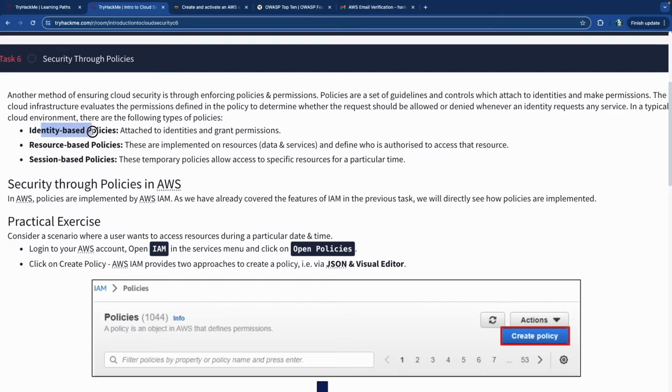So you have an identity-based policy based on a specific person and the permissions that they're allowed to have. You have a resource-based policy based on what they're trying to access. And then you have a session-based policy. Their identity could also be the role of the person. The resource could be based on the data or the services that they're trying to access. And a session is a temporary policy for specific resources for a particular amount of time.